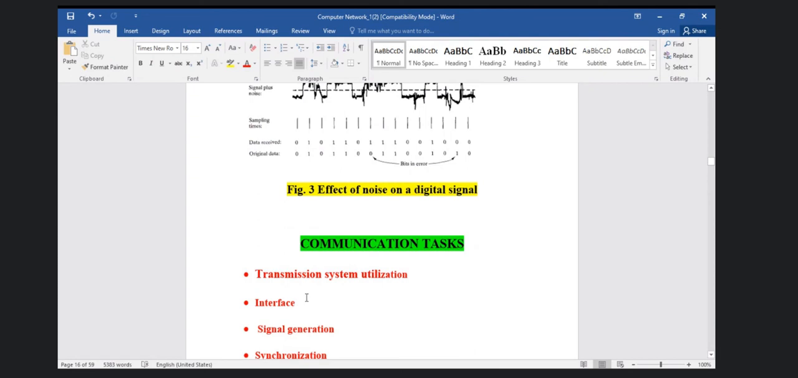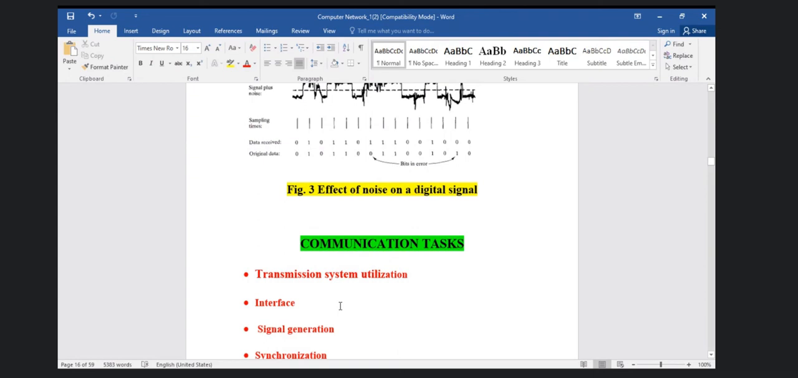Now, to transmit the signal from the sending end side to the receiving end side, we need some devices, and that is known as interfacing. At the sending end side, we need a modulator, and at the receiving end side, we need a demodulator. This is nothing but an interfacing device, so that we can send the information efficiently through the channel.